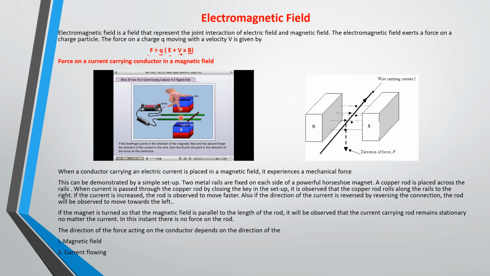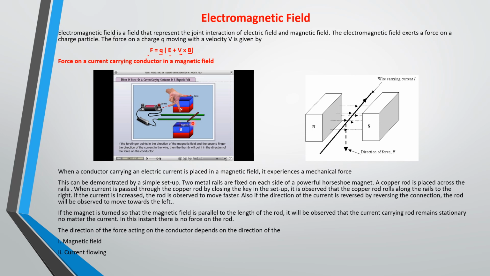If the current is increased, the copper rod will roll faster. Also, if the direction of the connection is reversed, the rod will move to the left direction. So this observation tells you that there is a current flowing on this copper, and that there's a mechanical force experienced by this current carrying conductor in a magnetic field.